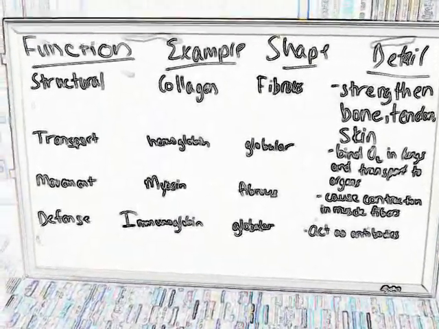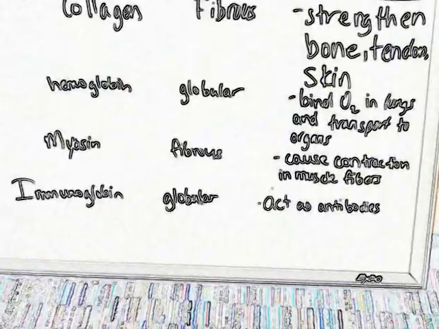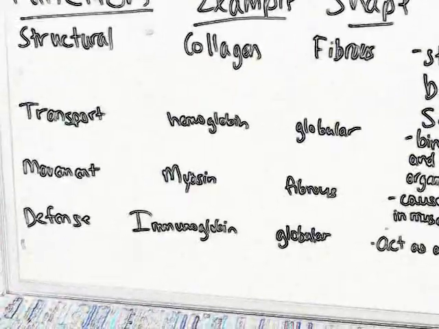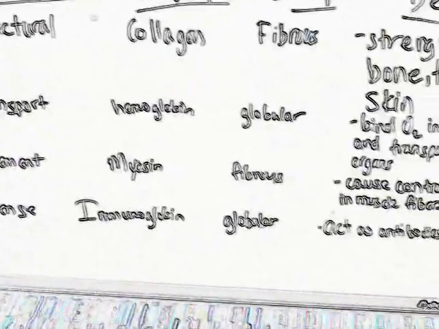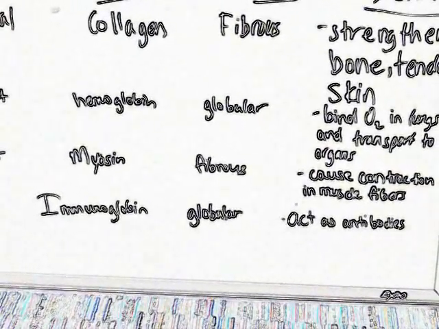An example of movement would be myosin, which is a fibrous protein. It causes contraction of muscle fibers, which then causes movement. And then an example of a defense protein would be immunoglobin, which is a globular protein. Its function is to act as antibodies to protect your body against disease.